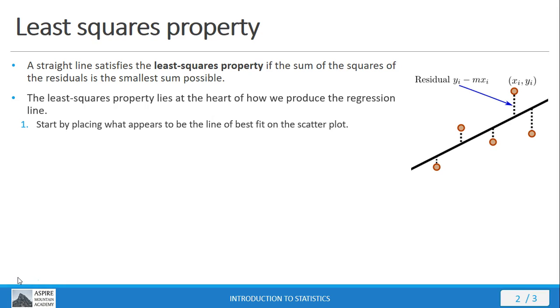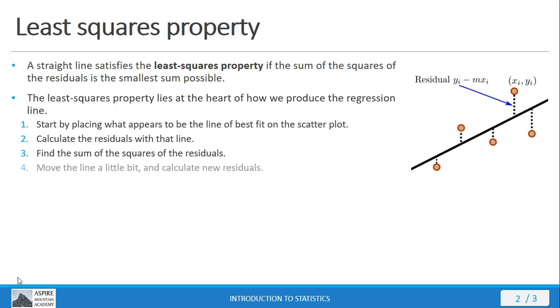We start by placing the line of best fit where it seems to be best there on the scatter plot. We calculate the residuals with that line, and then we add the residuals together. So we're going to find the sum of the squares of the residuals. So we square each of the residual values, we add those squares together, that's the sum of the squares.